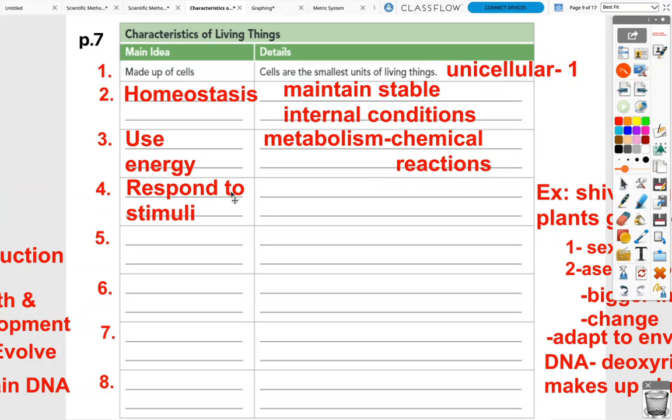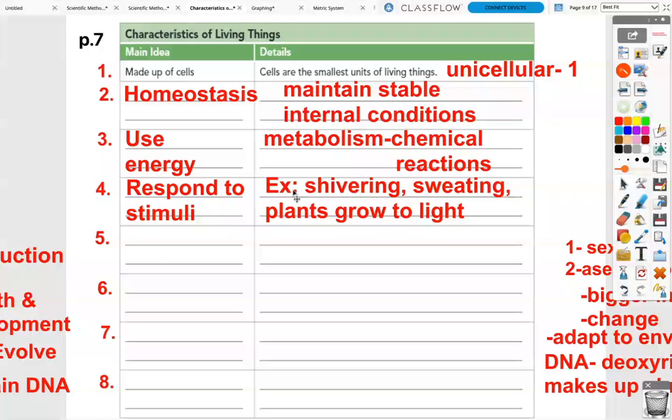Respond to stimuli. All living things have to respond or be able to respond to a stimulus. So, for example, if your finger is poked or pricked, you're going to respond. If you touch a hot stove, you're going to immediately pull your hand back from that hot stove. So, all living things have to be able to respond to a stimulus. Here are some examples of responding to a stimulus: shivering. When you're cold outside, you're going to start to shiver. That's your body's way of producing heat.